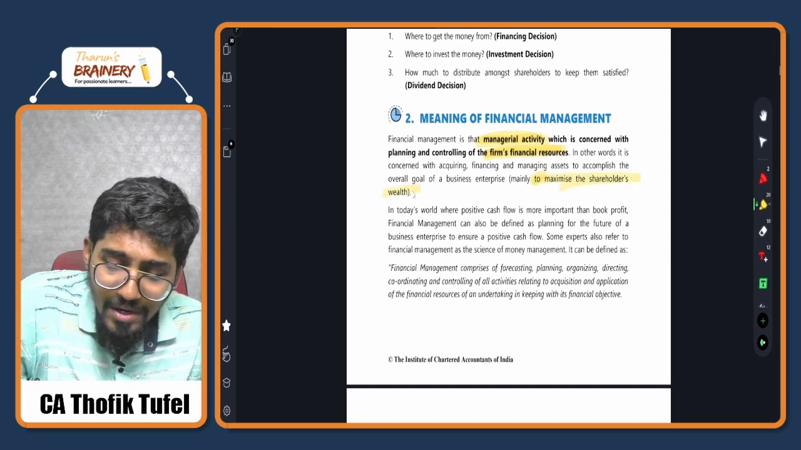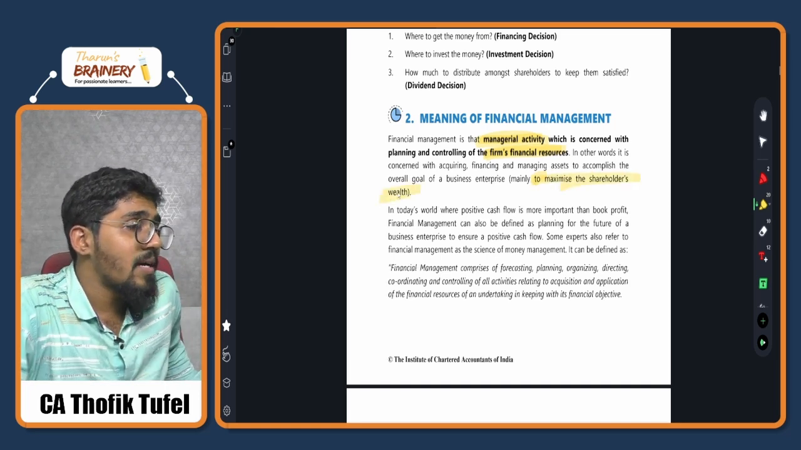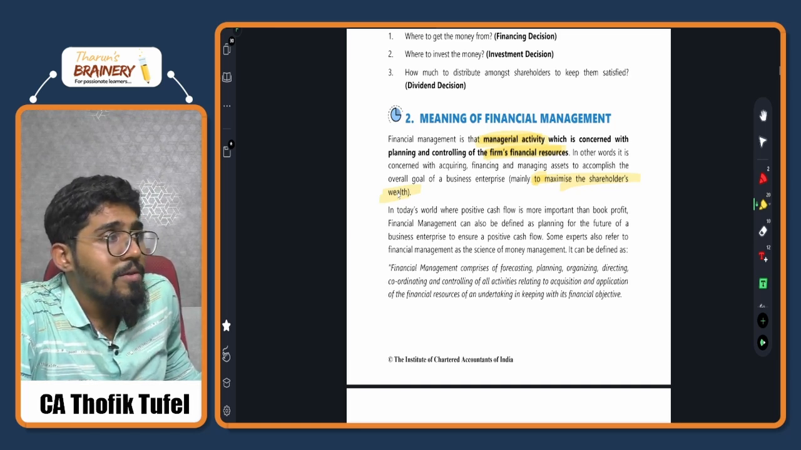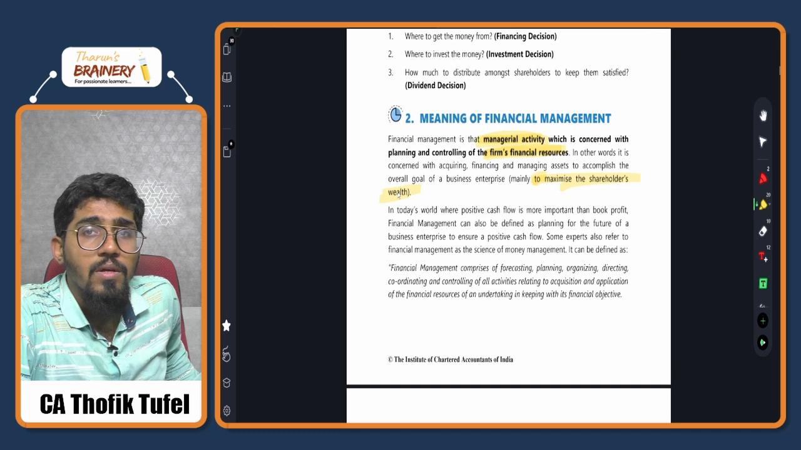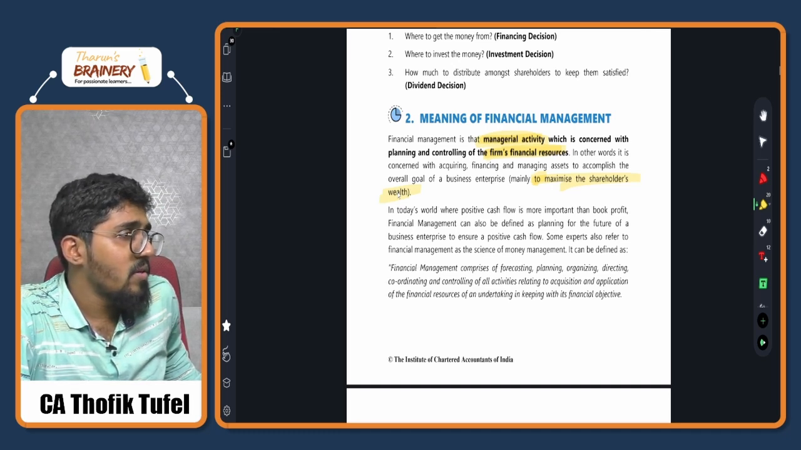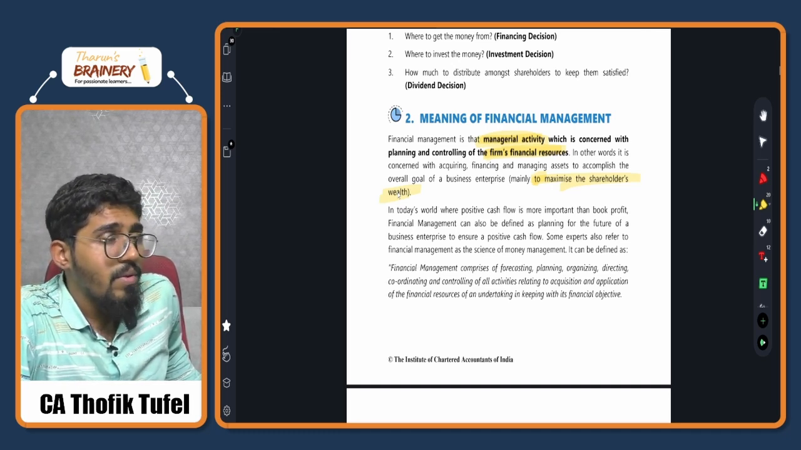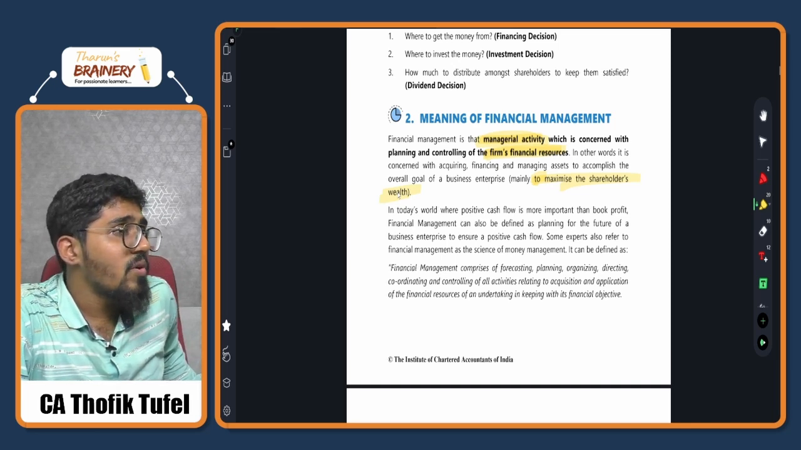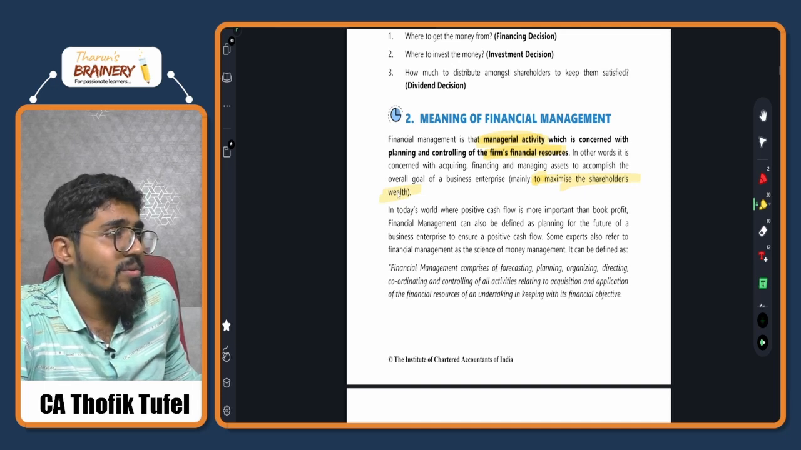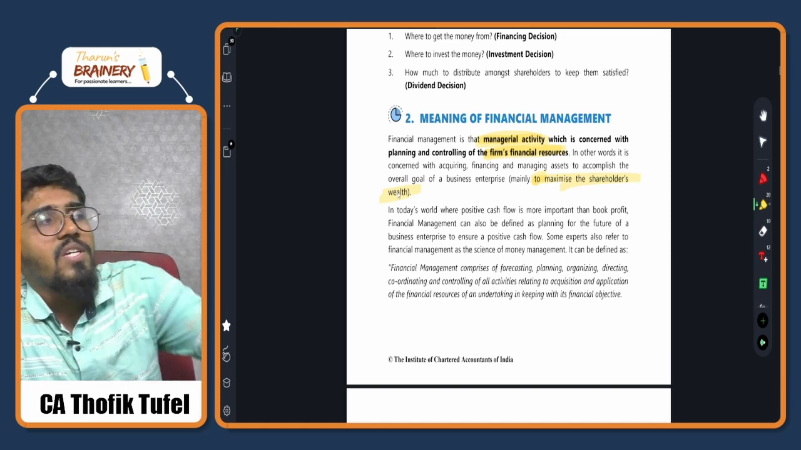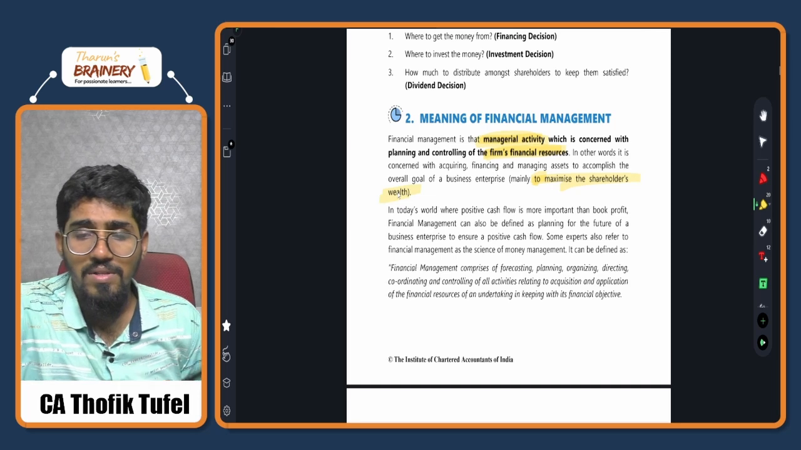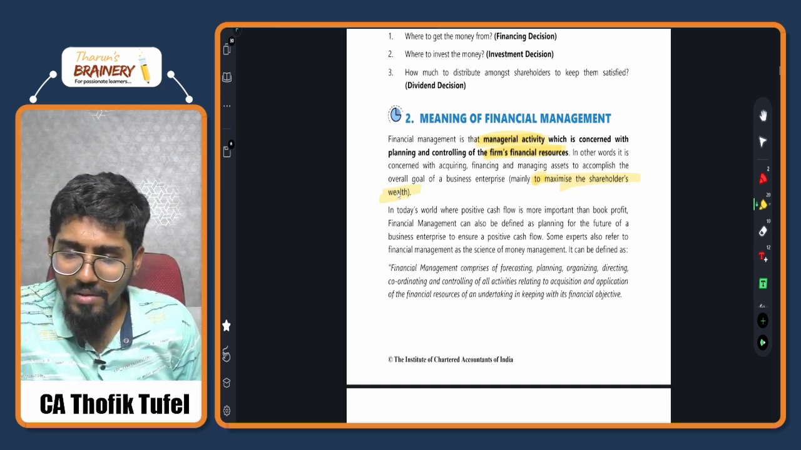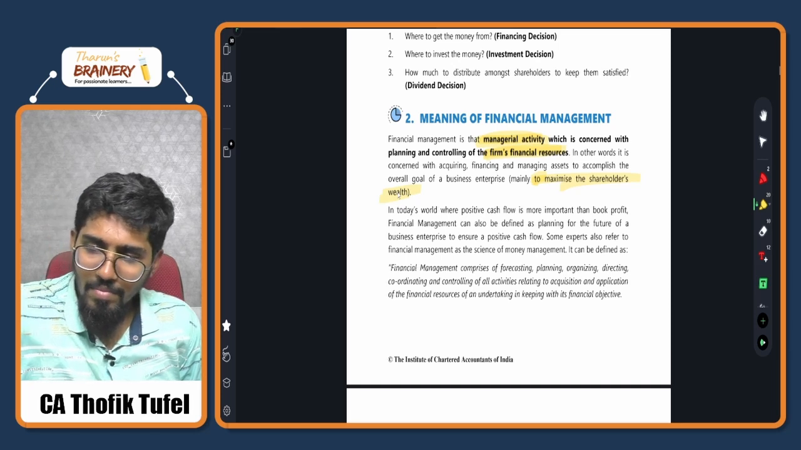Okay, so that is the main objective. If an MCQ question is asked, what is the main objective of financial management? The options will be profit maximization, wealth maximization, both A and B, or none of the above. You should not write both A and B, even though both are objectives of financial management. But what is the main objective of financial management? That is wealth maximization. So wealth maximization is the main objective of financial management. Okay.